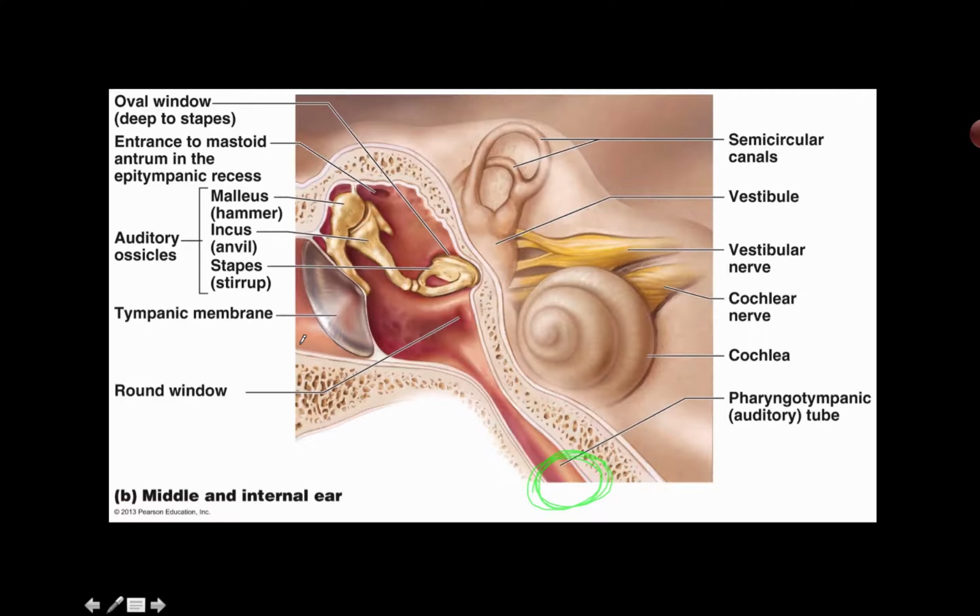Okay, finally, let's move into the inner ear. Specifically, we're going to start by saying that the inner ear is composed of a bony part and a membranous part. You also notice here the vestibular nerve going to the part of the inner ear called the vestibule, and the cochlear nerve going to the part called the cochlea. Together, these come together a little bit later and are called the vestibulocochlear nerve.